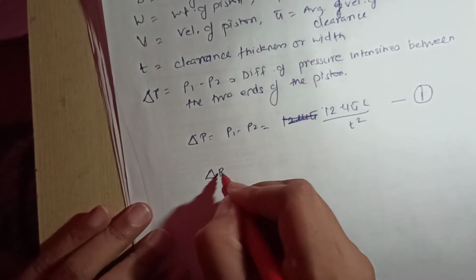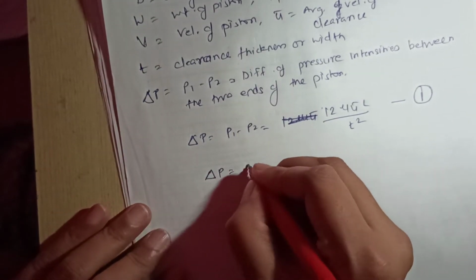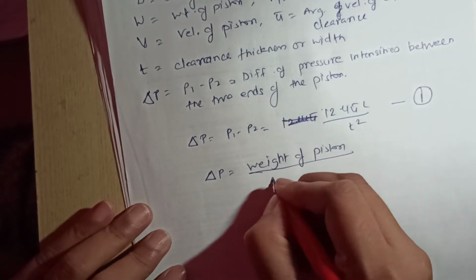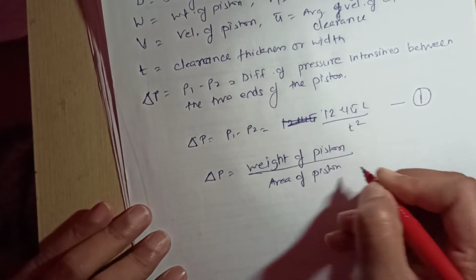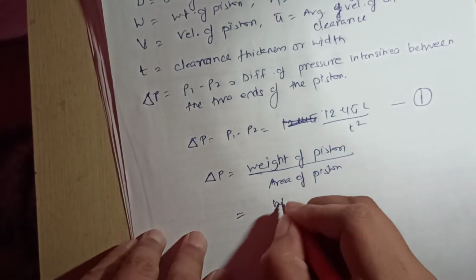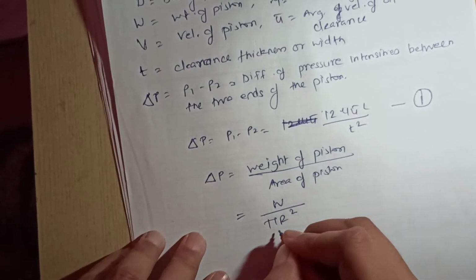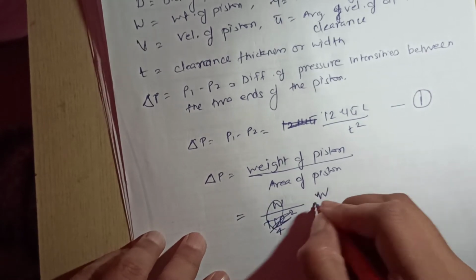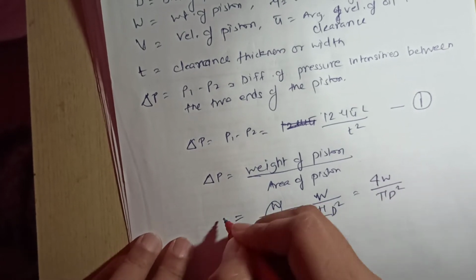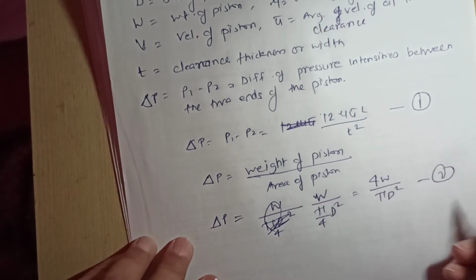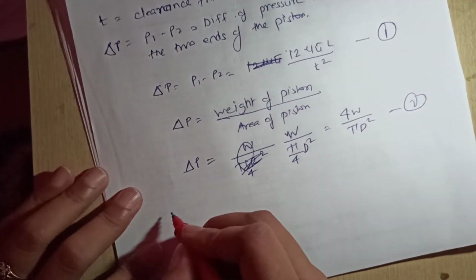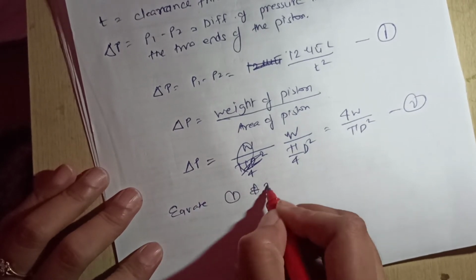But again, delta P, or the change in pressure, is equal to weight of piston upon area of piston, because that is the area upon which the weight of the piston acts. So it is W upon pi by 4 into D square, that is, delta P is equal to 4 W upon pi D square. That is your equation 2. Now equate 1 and 2.